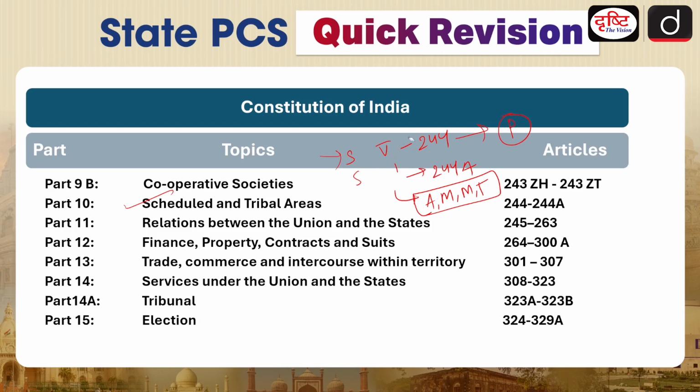Now moving further, the next part is basically talking about the relations between the union and the states, Article 245 to 263. Then Part 12 is talking about the finance, property, contracts, suits, etc. Here you will be seeing 264 to 300A. Then we have Part 13, that is talking about the trade, commerce and intercourse within the territory. Part 14 is services under the union and the states, which are under Article 308 to 323. Part 14A is talking about the tribunals. Part 15 is talking about the elections. Article 324 is important for you, so please remember that.